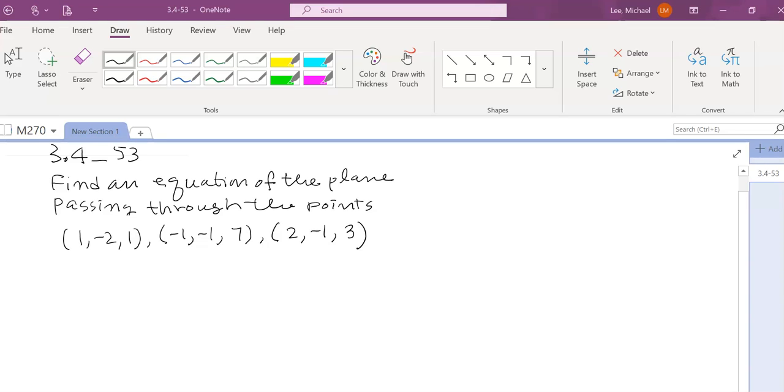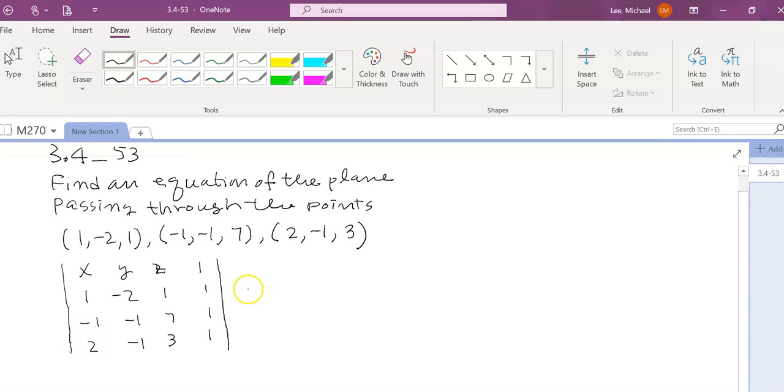Find an equation of the plane passing through these 3 points. So the formula says: x, y, z, 1; 1, -2, 1, 1; -1, 7, 1, 2; -1, 3, 1. So we need to set this determinant equal to 0. That will give the equation of the plane.